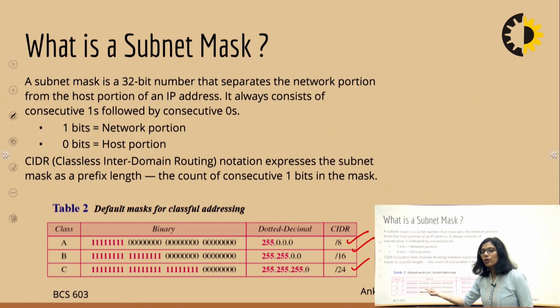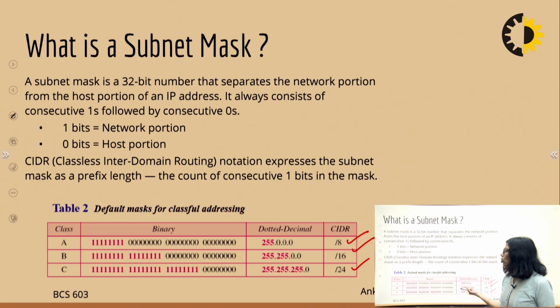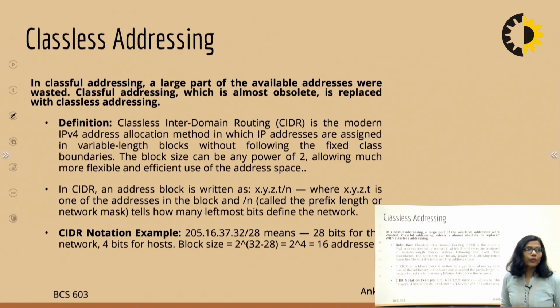Here, the first 2 will depict the network. Now, I am converting it into dotted decimal, right? Now, we have to understand that classful addressing is difficult. Why? Because there is exhaustion of addresses because of the uneven distribution of hosts in the classes.